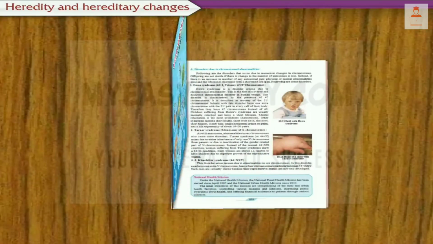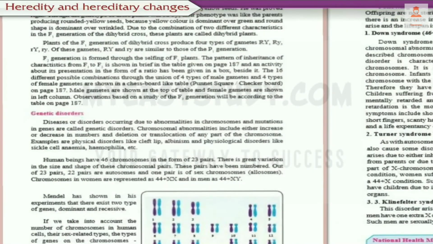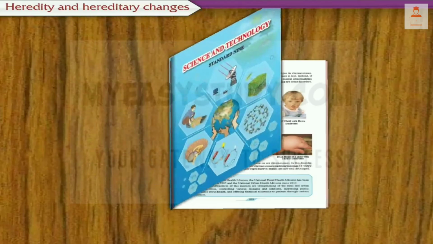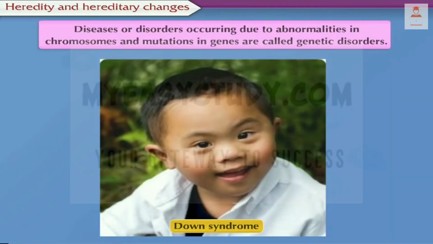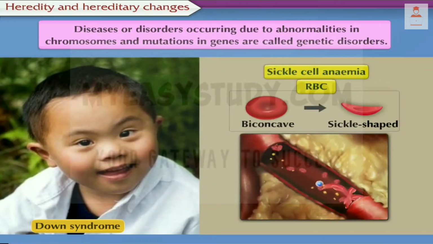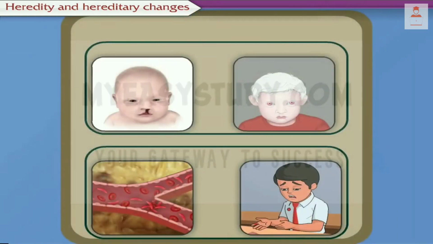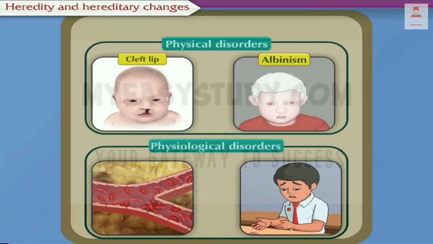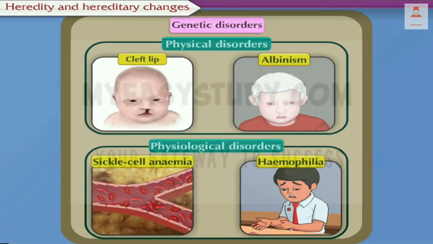We have already studied about genetic disorders in our previous grade. Come, let us quickly revise about it. Diseases or disorders occurring due to abnormalities in chromosomes and mutations in genes are called genetic disorders. Physical disorders like cleft lip, albinism, and physiological disorders like sickle cell anemia, hemophilia are some examples of genetic disorders.